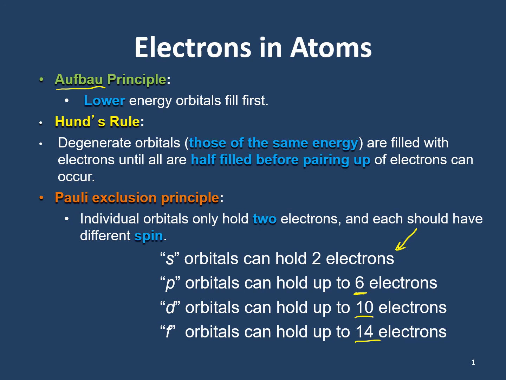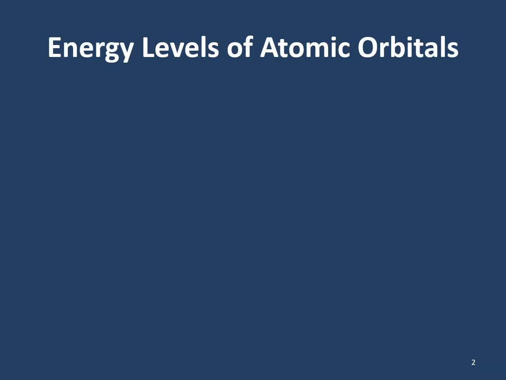And so these are some of the things that we got to think about when we're talking about orbital energy diagrams, which we'll get to what those are. They're basically a picture of where electrons are in our atoms. Let's talk about orbital energy diagrams.